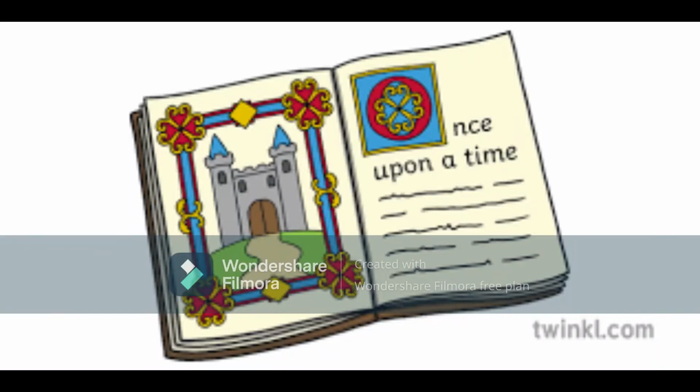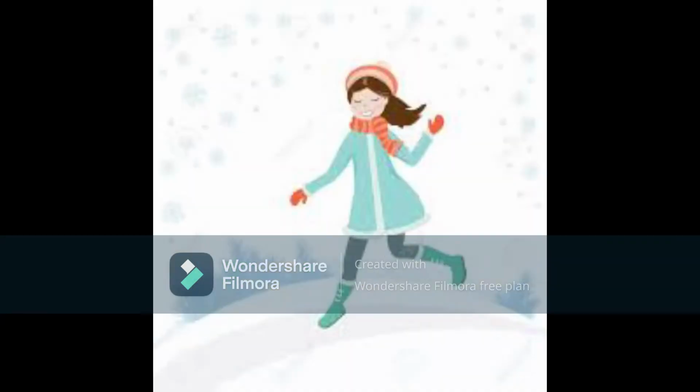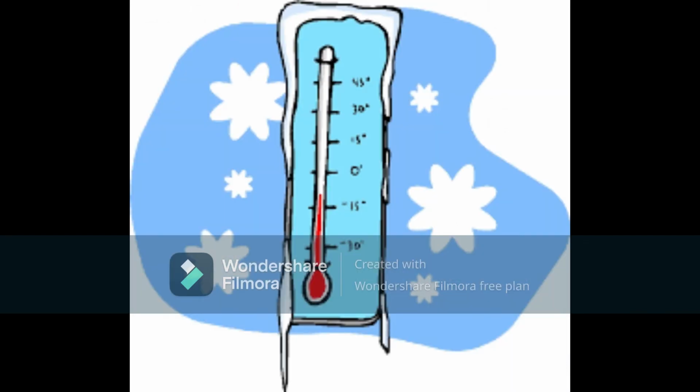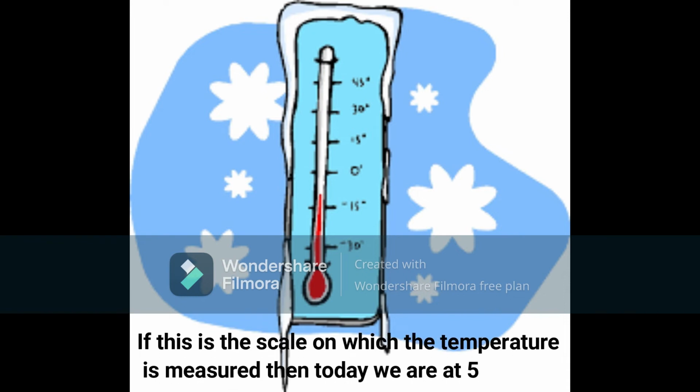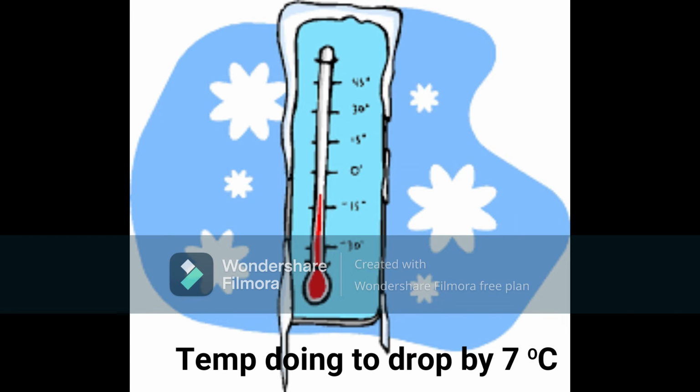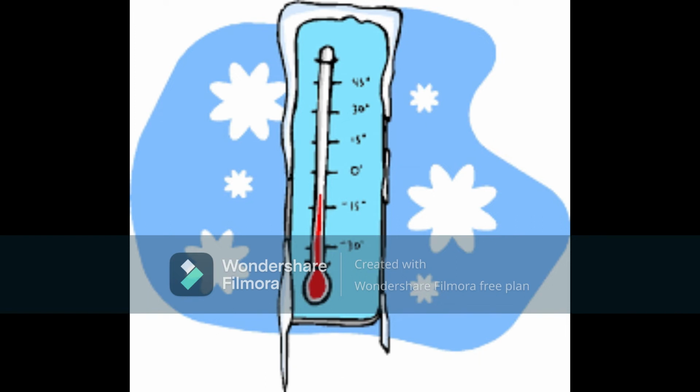Okay. Any numbers missing in the set? You will get the answers after I describe a situation to you. Let's say you were somewhere in Switzerland or any other very chilly place, and the temperature today is 5 degrees Celsius. Now the weather forecast for tomorrow says that the temperature is going to drop by another 7 degrees. If this is a scale on which the temperature is measured, then today we are at 5 degrees Celsius, which is here.